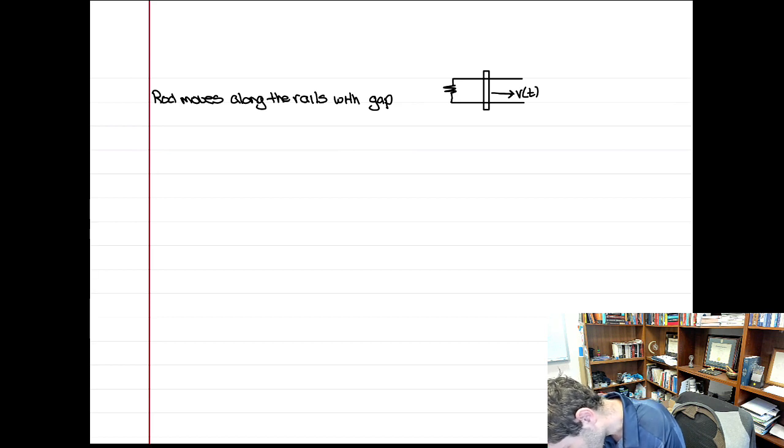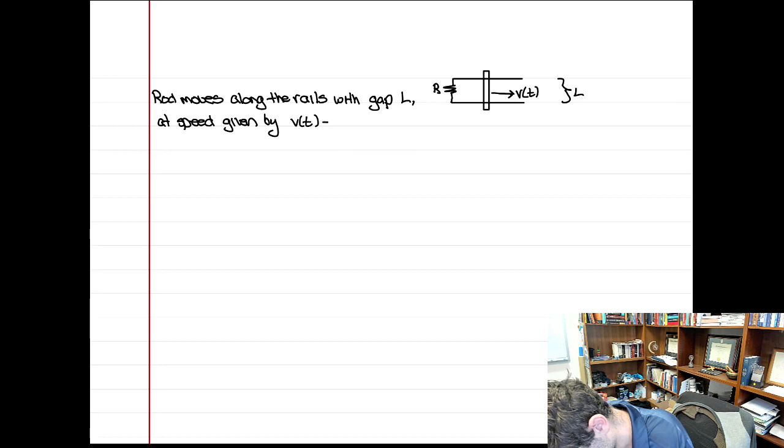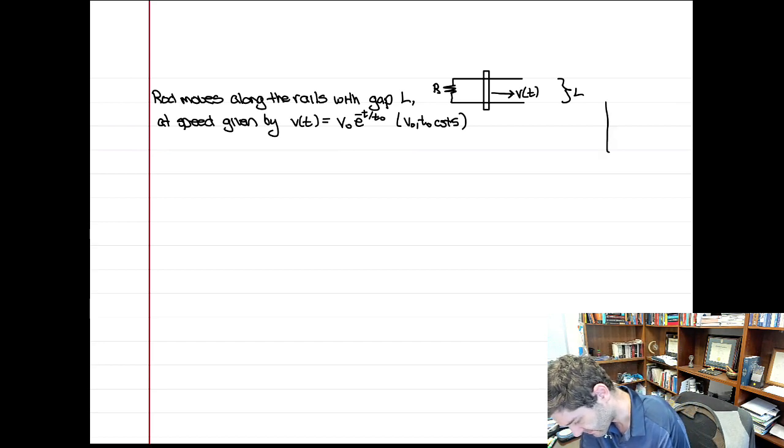We're going to have this distance here be a length L. So with gap length L, this resistor has some resistance R. The rod moves along the rail with gap L at a speed given by, and I don't know, what are we feeling? Exponential? Sure. The velocity is given by some v naught e to the minus t over t naught, say, where v naught and t naught are constants. Essentially, it's exponential decay. All it means is that the speed is just exponentially decreasing over time.